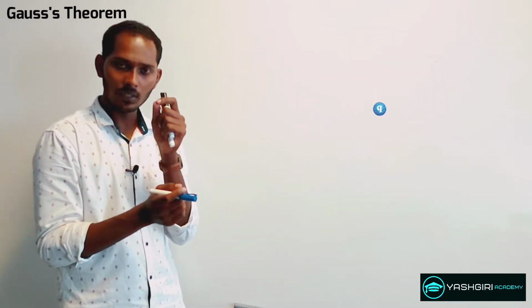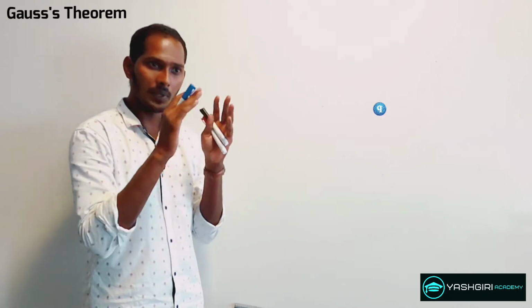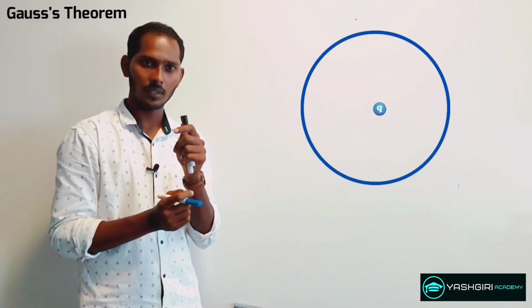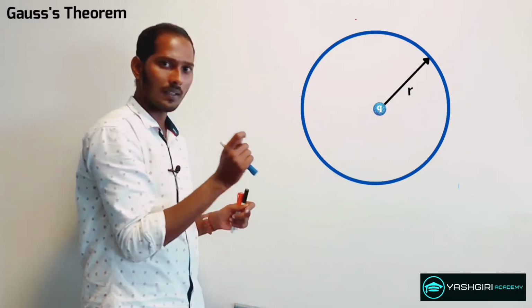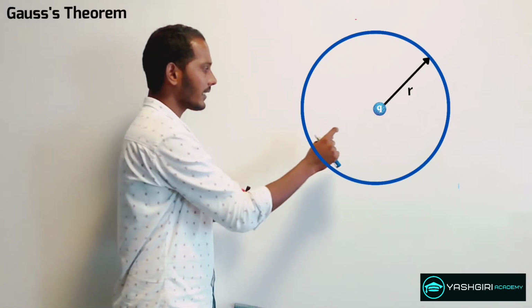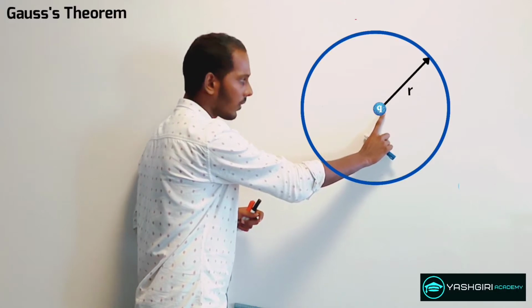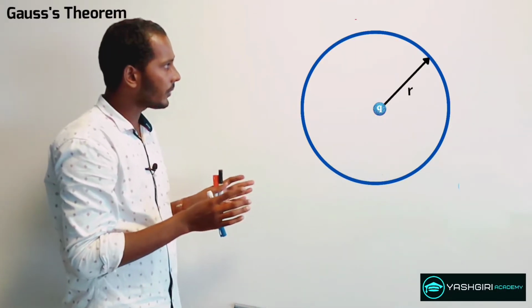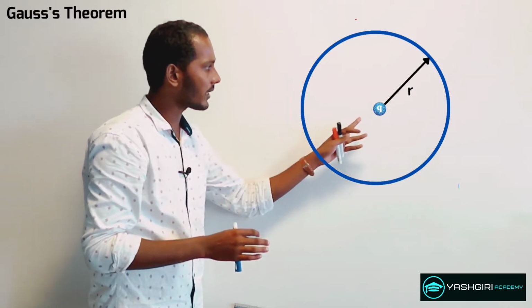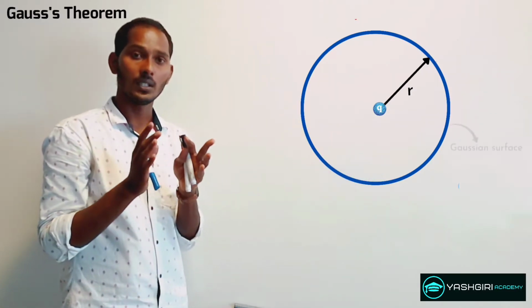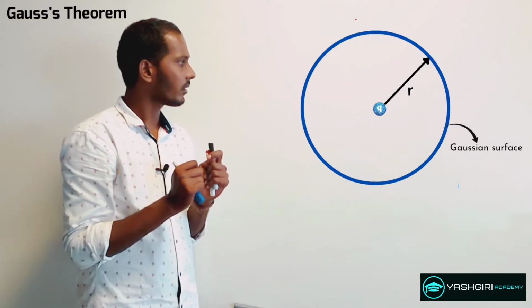Here, let me consider a sphere of radius r, which is enclosing this charge Q in such a way that the center of the sphere exactly coincides with the location of Q. Now the surface which is enclosing this charge Q is said to be the Gaussian surface.